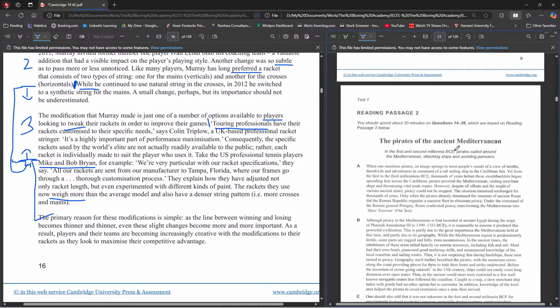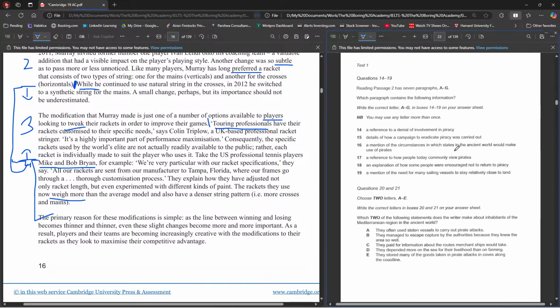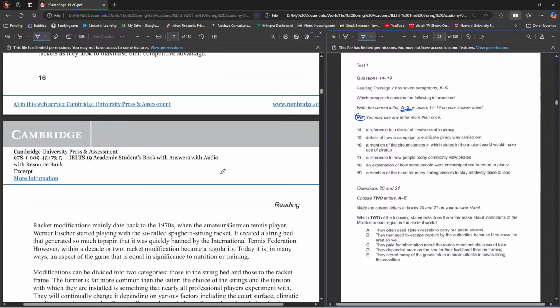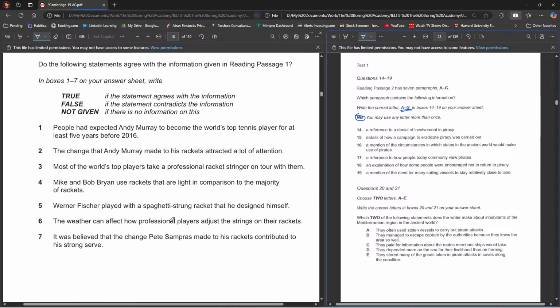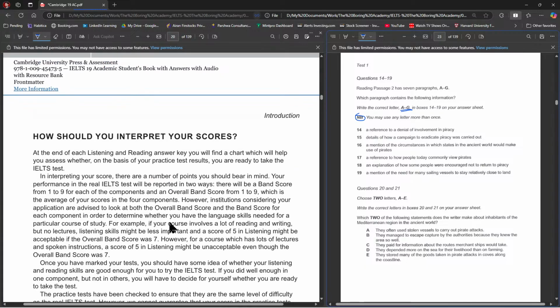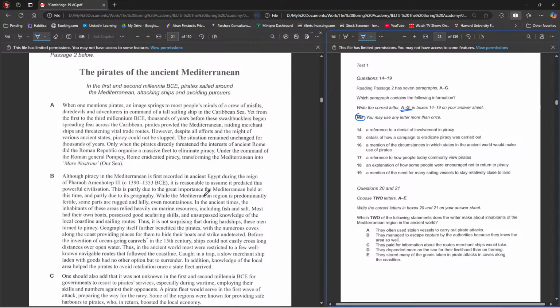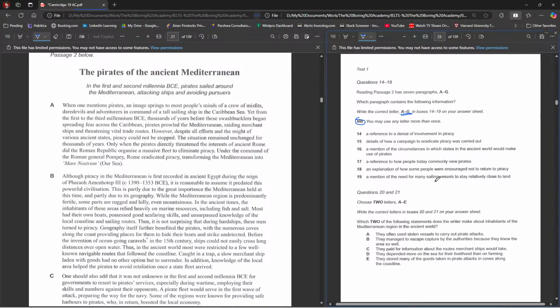Let's take a challenging one. Let's solve this one. This is something that many students struggle with: the questions with NB, where we have to select the paragraph number. This is from passage 2, The Pirates of Ancient Mediterranean. I hope this is the right passage. Yeah, this is.